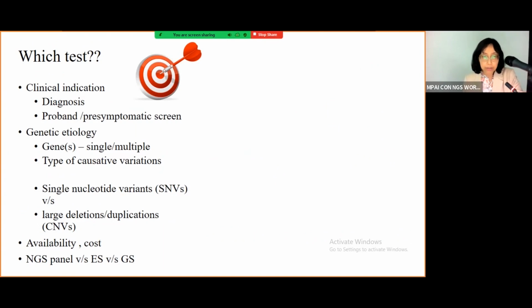Then which test? That depends on the diagnosis, the clinical indication, what are the genes involved, what are the type of mutations that we are targeting? Is it a single point mutation or is it large deletions and duplications? Then of course, availability and cost.